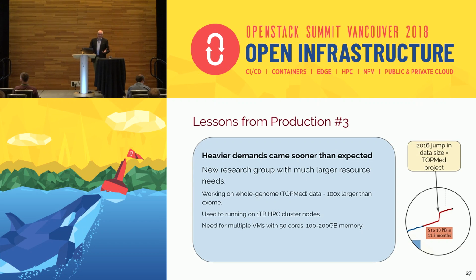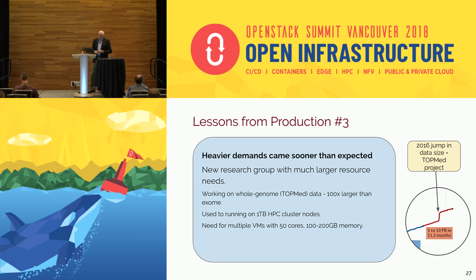We also found that demands on the resources came much sooner than expected. Earlier this year, we had one new research group join us who are working on whole genome data, TopMed, which is 100 times larger than the exome data that other users had been working on. And the inset goes back to the plot of the increase in storage for genomic data, and that spike in 2016 was when the TopMed project was ingested into dbGaP.